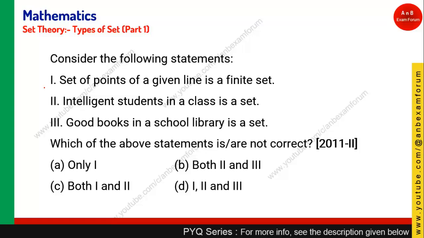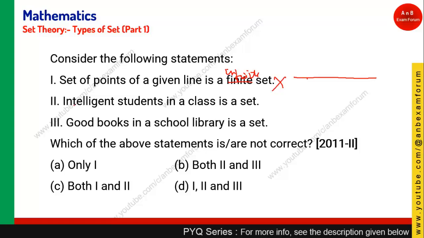For this question you should know the exact definition of a set, only then can you give the answer. Set of points on a given line is a finite set. A finite set is one type of set, a set which has a finite number of elements which you can count, but you know in a line there are infinite points. So that set is basically not finite, it would be an infinite set. So this is not correct.